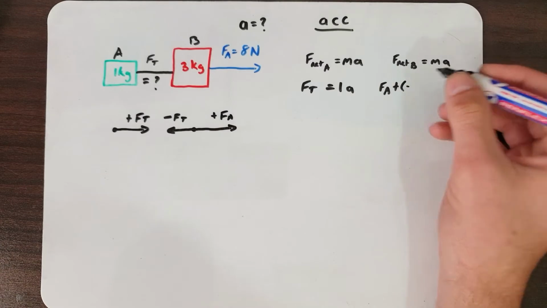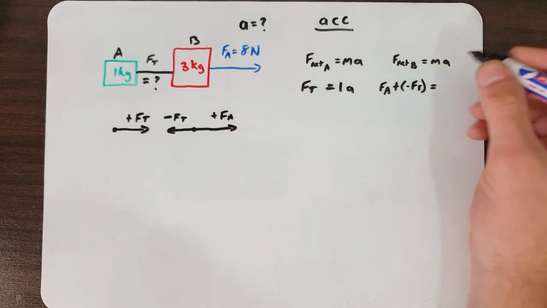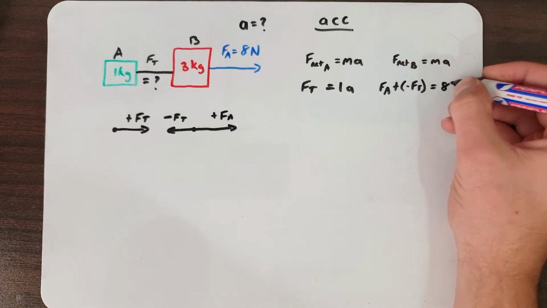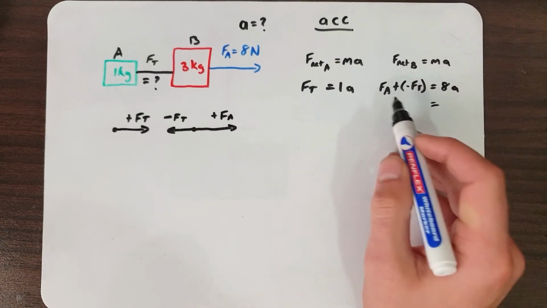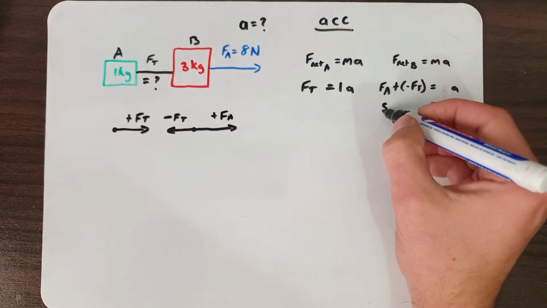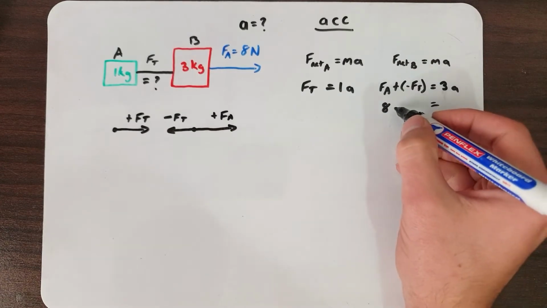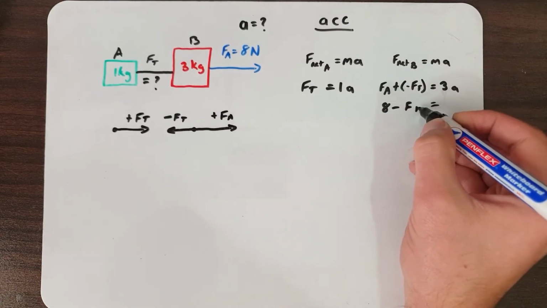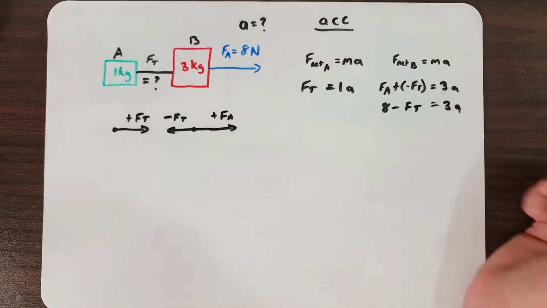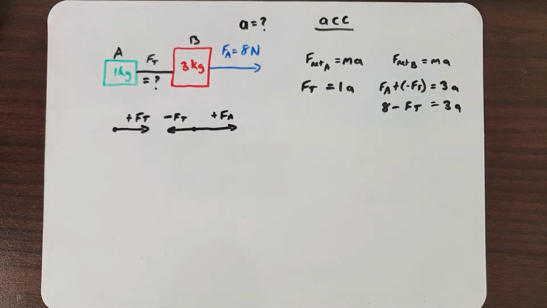plus the negative force due to tension is equal to the mass of the object, A. Now we do know that our force here is 8 and our mass is 3, just to correct that, minus our tension force is equal to 3A. Now, in both of these, we don't have that second term. And so what we have to do is solve this simultaneously.